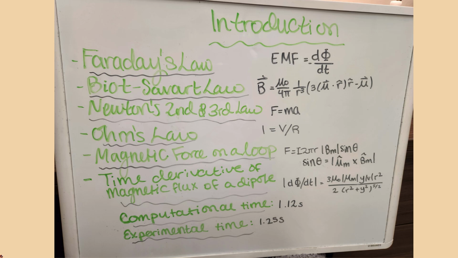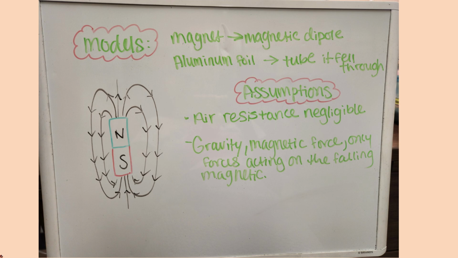My results from the experiment: my computational time was 1.12 seconds, and my experimental time was 1.25 seconds. In this experiment, the magnet models a magnetic dipole, and the aluminum foil models the tube that it fell through. Some key assumptions: air resistance is negligible, and the force of gravity and the magnetic force are the only forces acting on the magnet.